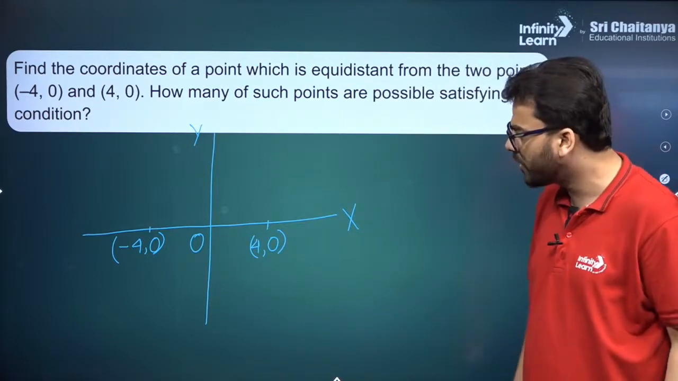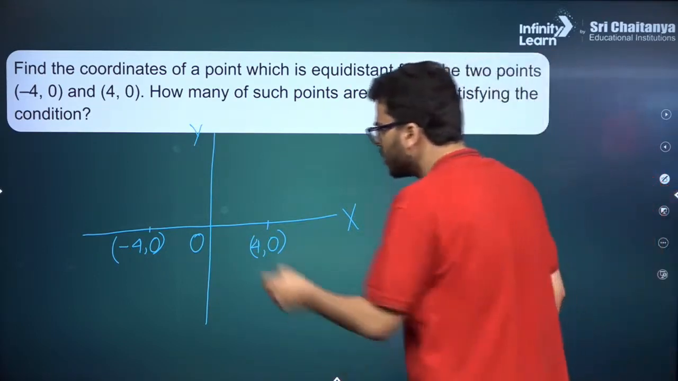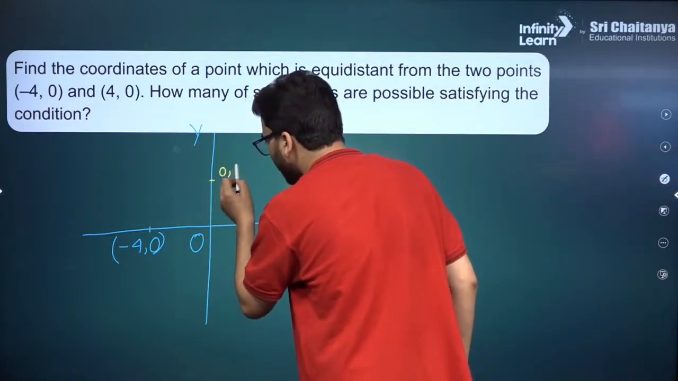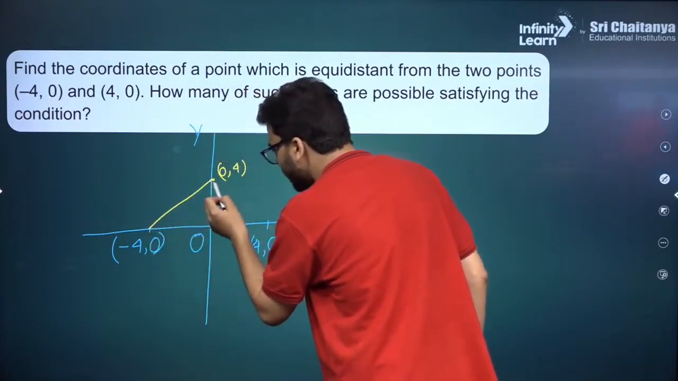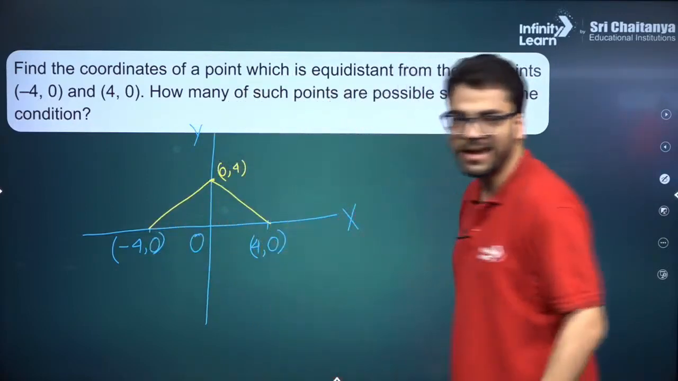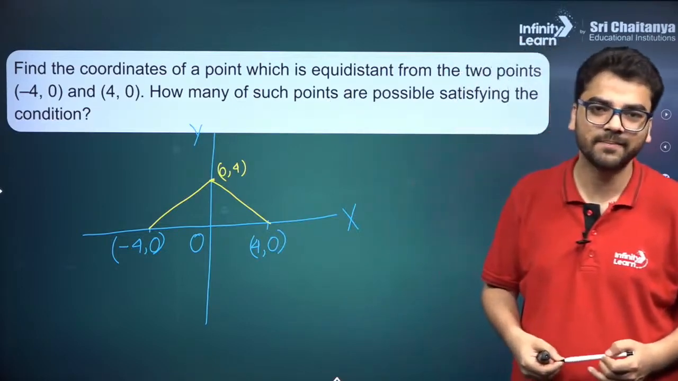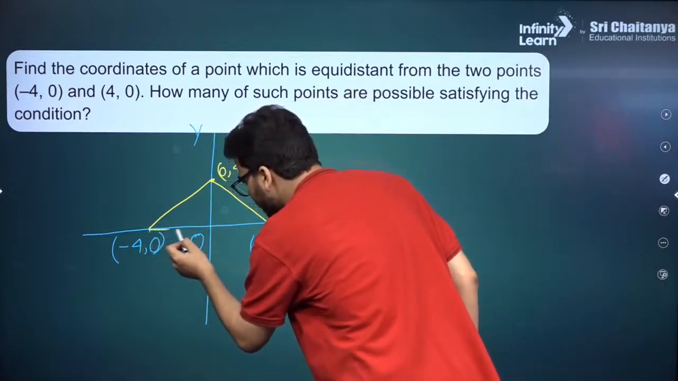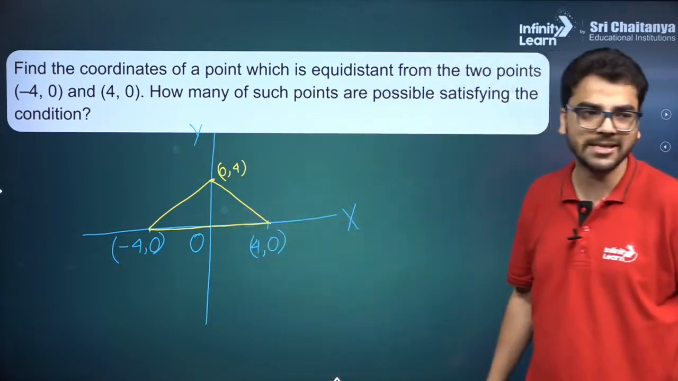No Ani, 0, 4 is not the only answer, 0, 4 is just an example. So Ani, you can think of 0, 4, it will be somewhere over here, yes or no? So you are right that it is at an equal distance from these 2 points, correct? That is correct. But is this the only answer possible, guys? Tell me. Ani, you see the origin is also at an equal distance from these 2 points, right? Origin is also at an equal distance from these 2 points.